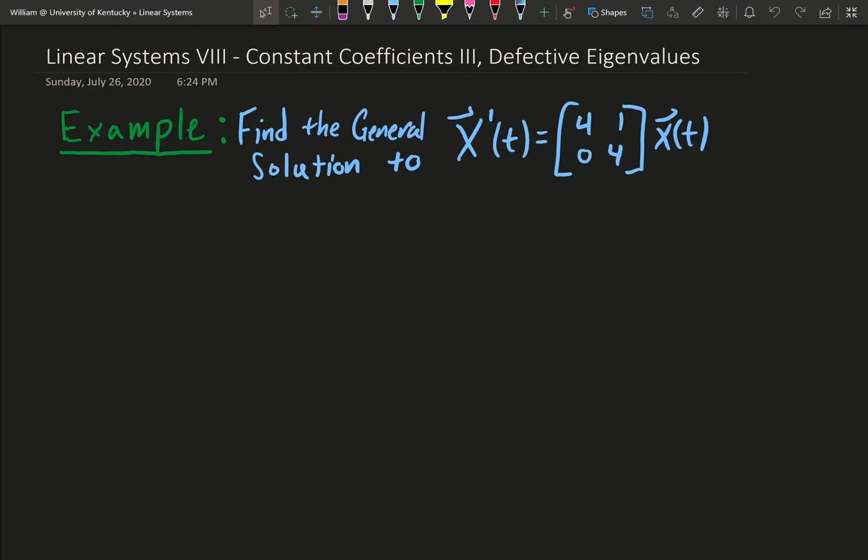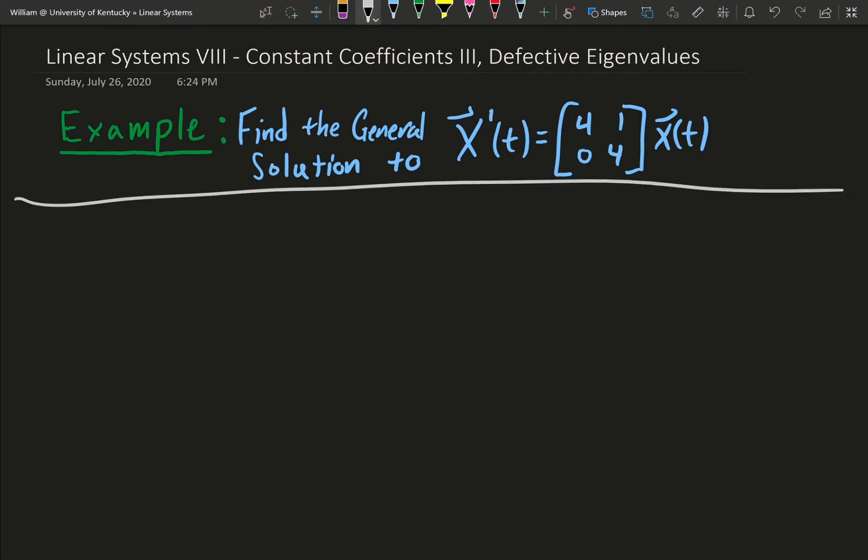All right, so in today's lecture, we're going to look at what happens in a case that's similar to this one here. This is the case where we have what are known as defective eigenvalues. Let's go ahead and solve this, like we were doing in the last lectures, using the eigenvalue method.